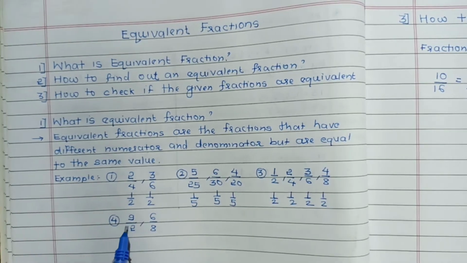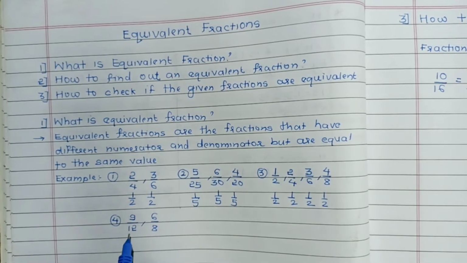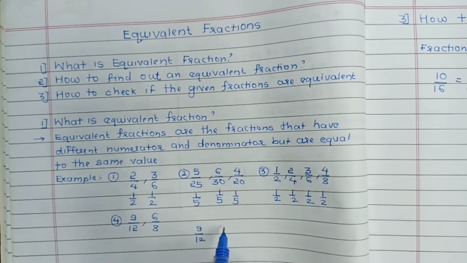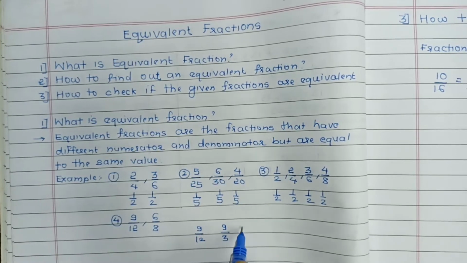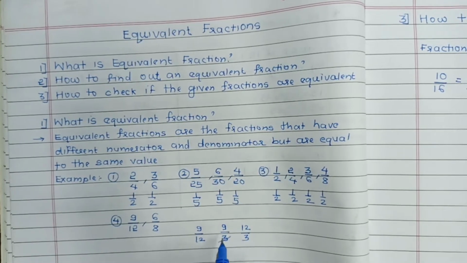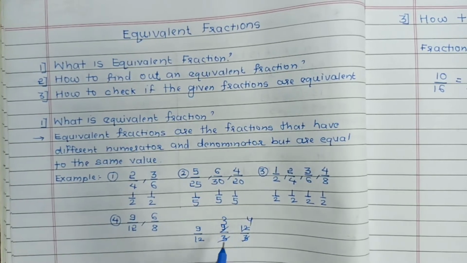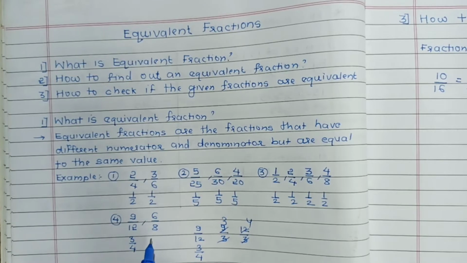Next, the fourth one: 9 upon 12 and 6 upon 8. These are also equivalent fractions. Let us see how. You have to simplify these numbers. The first fraction is 9 upon 12. Let us divide by the same number, 3: 9 divided by 3 and 12 divided by 3. 3 3s are 9 and 3 4s are 12. So here you get 3 upon 4.